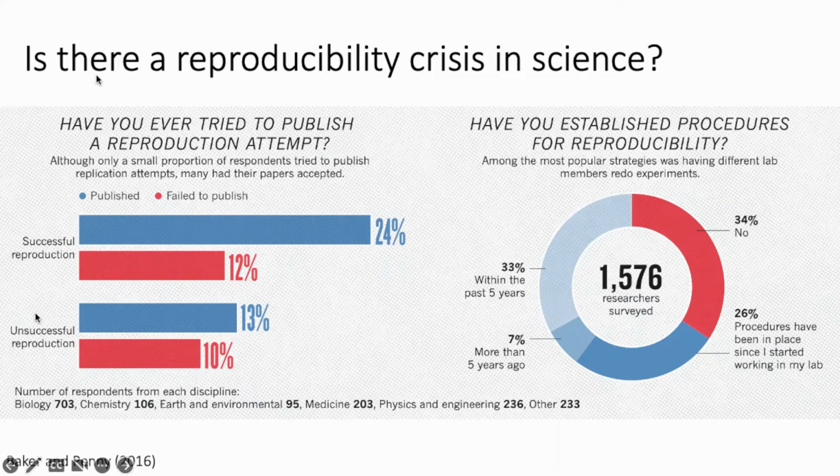Okay, and then they asked these same people if they had tried to publish something, an effort of reproduction of someone else's paper. And if they have been able to reproduce it, then it supports the original conclusions. About 24% of these people said, I have been able to publish, and 12% said, I failed to publish. But when it's an unsuccessful reproduction, the numbers go down.